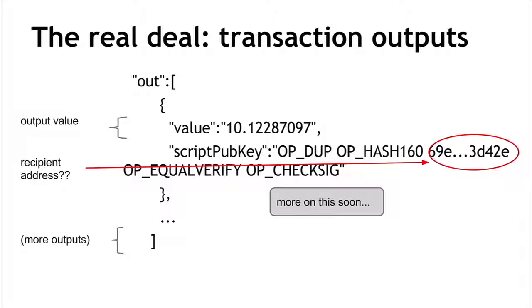And then there's this funny thing that looks like what we want to be the recipient address. So each output is supposed to go to a specific person or to a specific public key. And there is some stuff in there that looks like it's the hash of a public key. But there's also some other stuff that looks like a script. And in fact, it is a script, and we'll talk more about that very soon.